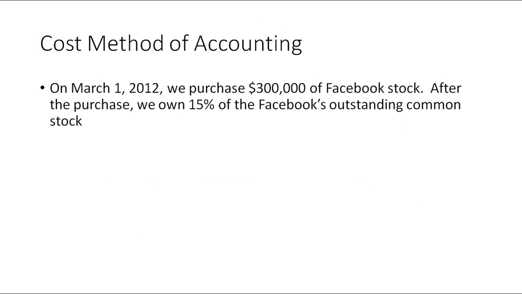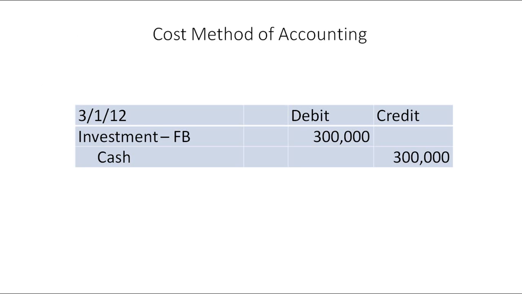Let's look at an example of cost method of accounting. We purchased 300,000 shares of Facebook stock. After we purchase, we own 15% of the outstanding stock. Well, we own less than 20%, so we're going to use the cost method of accounting. To record our initial investment, we're going to debit investment Facebook, 300,000, credit cash, 300,000. We now have an asset in the investments category of $300,000.